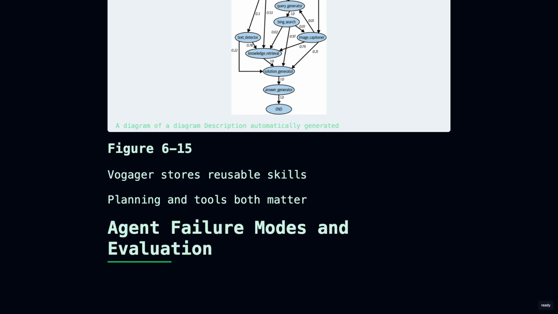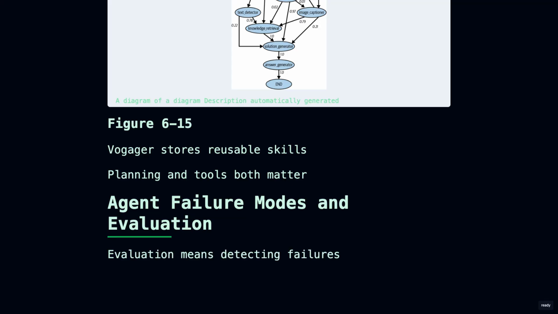In this section, we look at how agent systems fail and how to measure those failures. The key idea is that evaluation is not just about whether the agent succeeds, but about understanding where and why it breaks. As tasks get more complex, there are more places for an agent to go wrong. Besides the usual AI failures, agents add new risks from planning, tool use, and speed, and some of those are much harder to notice than others.